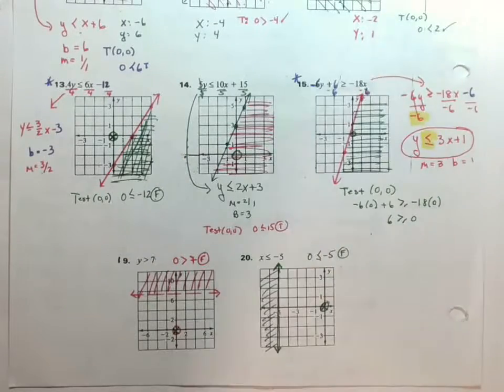So that's it for 6.7. And we will then be going to a new topic.